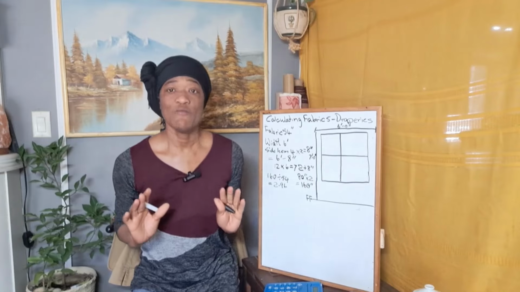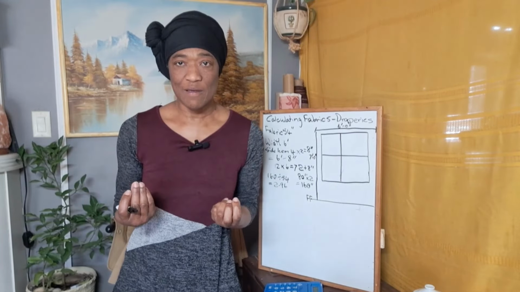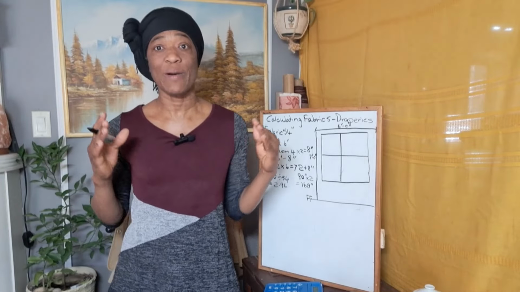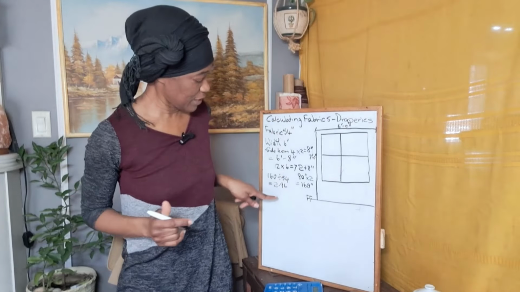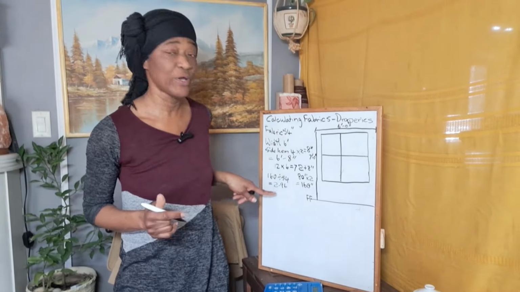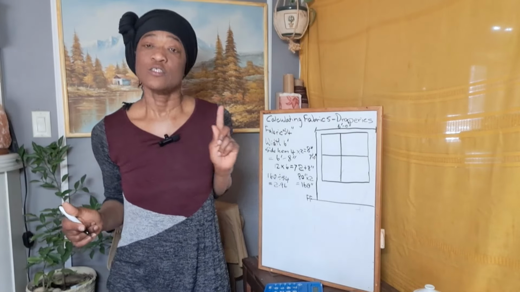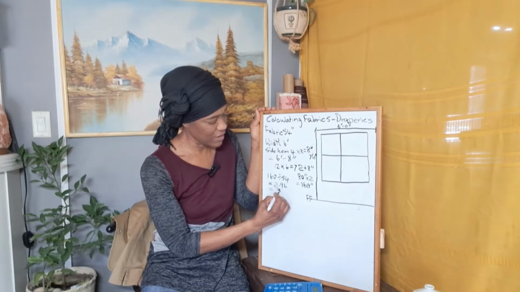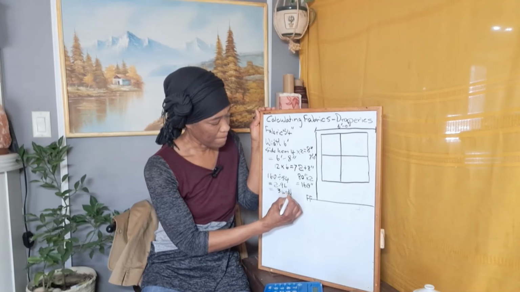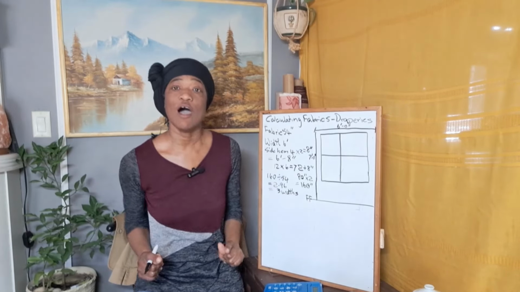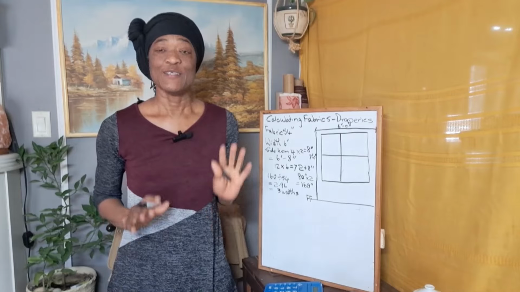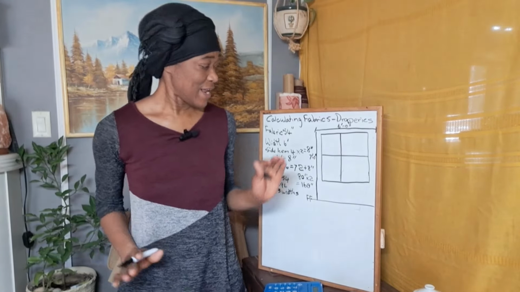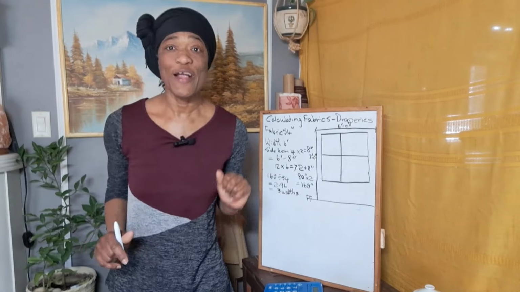2.96. However, we're talking about widths of fabric, and we can't buy partial widths. We have to buy a full width. So therefore, we'll have to round up this 2.96 widths to 3 widths. So we will need 3 widths of fabric. So now that we have established how many widths of fabric we will need, let's go on and look at our length.